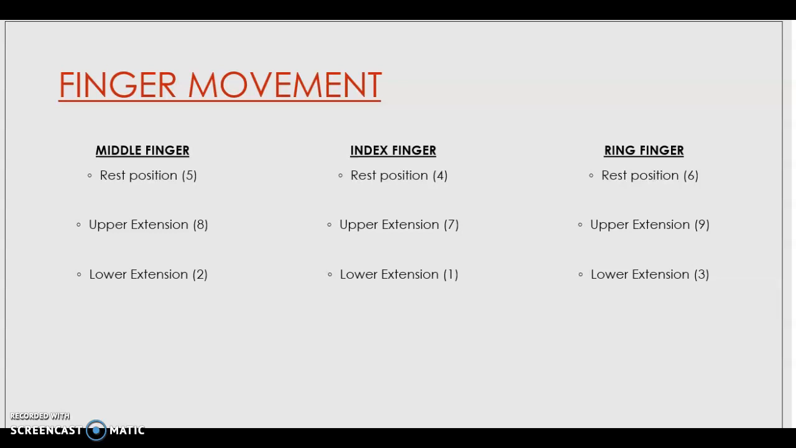The middle finger is based on the 5 key and can extend upwards towards the 8 key and down towards the 2 key. The index finger is based on the 4 key and can extend to the 7 key and down to the 1 key. The ring finger is based on the 6 key and can extend up to the 9 key and down to the 3 key. Finally, the thumb can be used to tap the 0 key when needed.